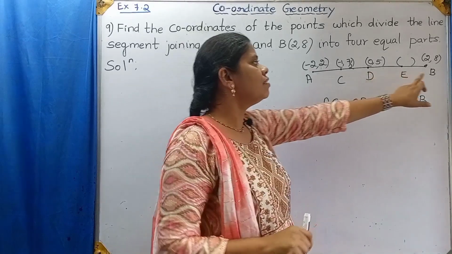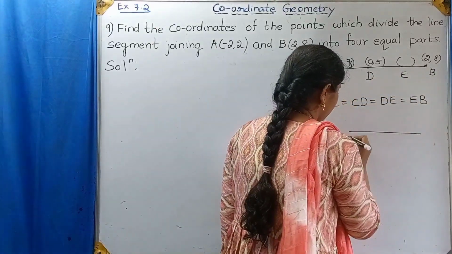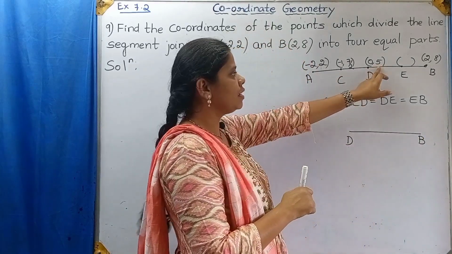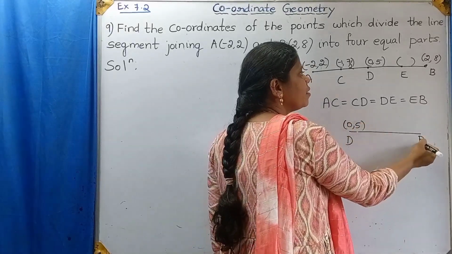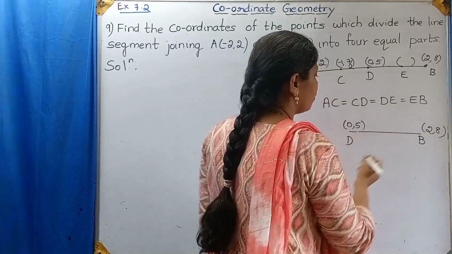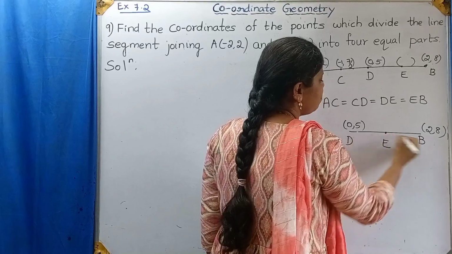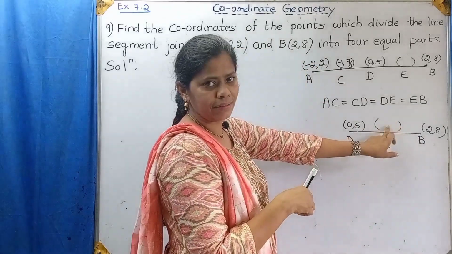Now let me consider the line DB. We know the coordinate of the point D, that is 0, 5. And we know the coordinate of the point B, that is 2, 8. We know that E is the midpoint of DB and we have to find out the coordinate of the point E.